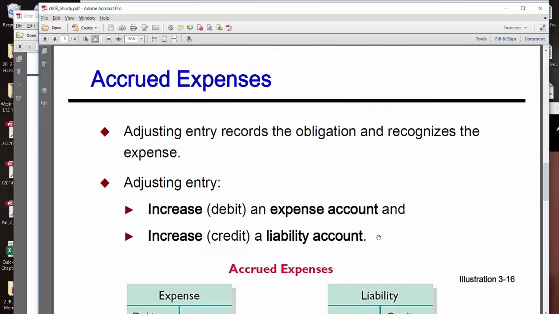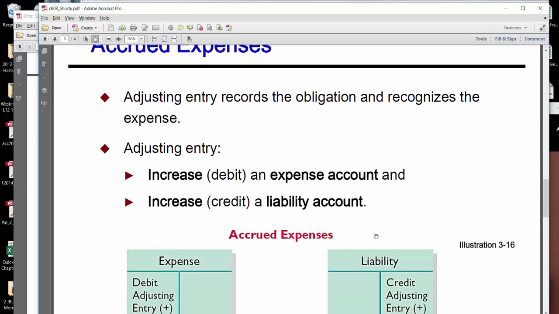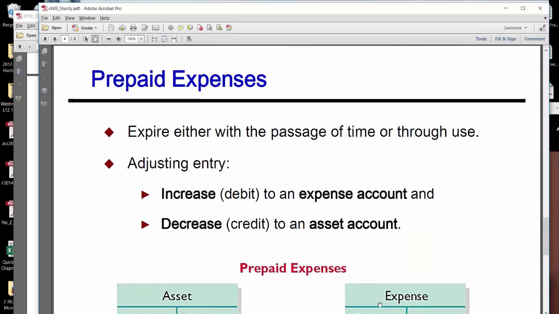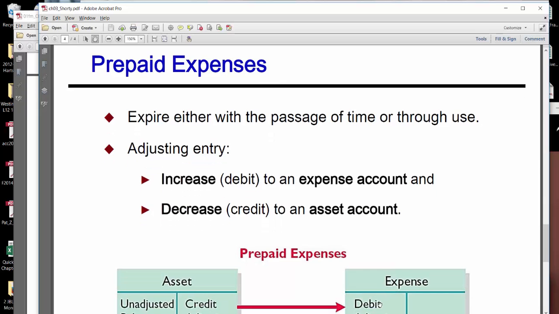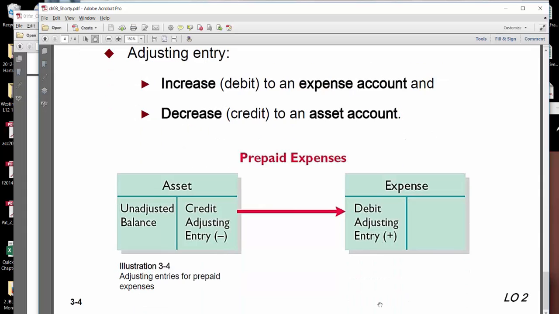Expenses. We can have accrued expenses, which exist when expense has been incurred but not yet paid. You'll see it reflected this way on the accounts. And we can have prepaid expenses when they've been paid for ahead of time and finally now using up the asset. So all of those are a recap, and you can find these in the PowerPoints for this chapter.